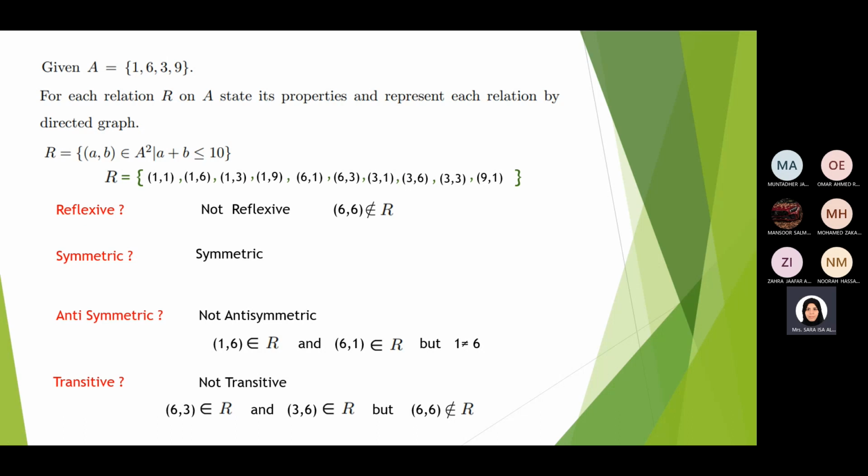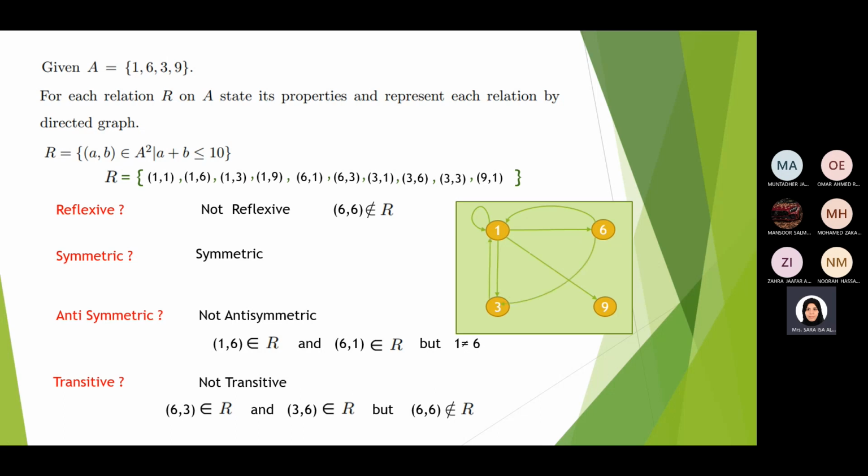So now to draw the directed graph again, we have to draw circles, then we have to represent each pair by an arrow. Meaning 1 1, 1 6, 1 3, 1 9, 6 1, 6 3, 3 1, 3 6, 3 3 and 9 1. Each pair should be represented by an arrow in your directed graph. This is one type of questions. Is that clear? So we can shift to the second question.